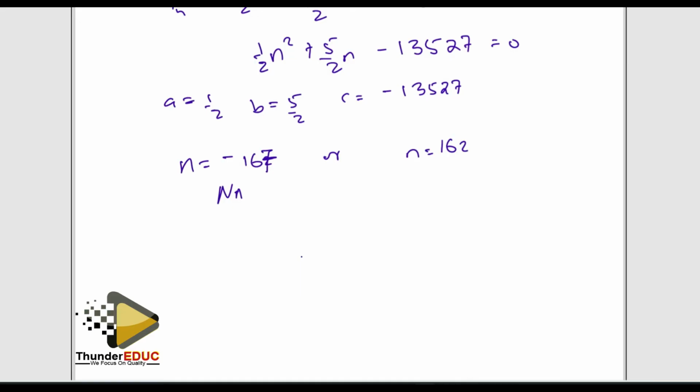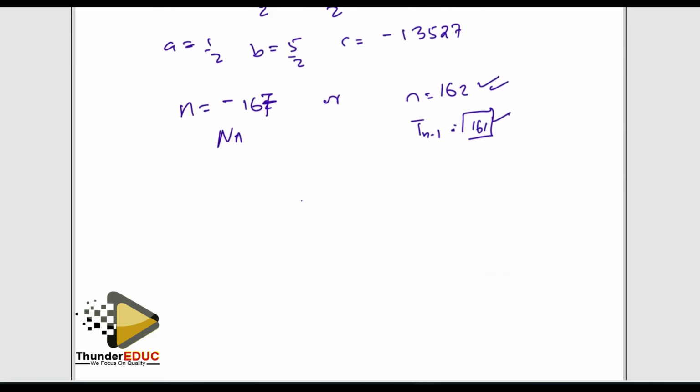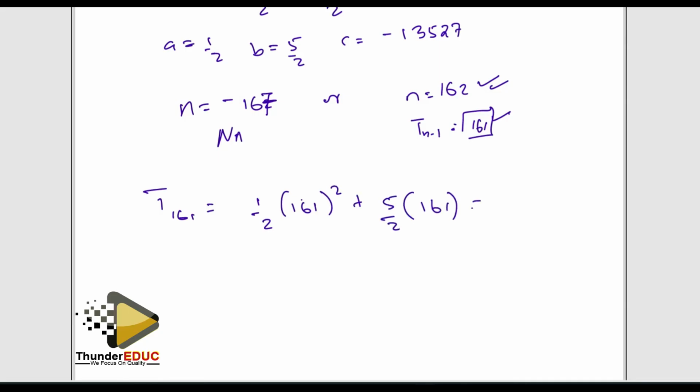Now, if we have 162 as our position, the position for the Tn minus 1 will be 161. Just substitute this 161 into the Tn, get the value and do the subtraction. So 161 is going to be a half times 161 squared plus 5 over 2 times 161.